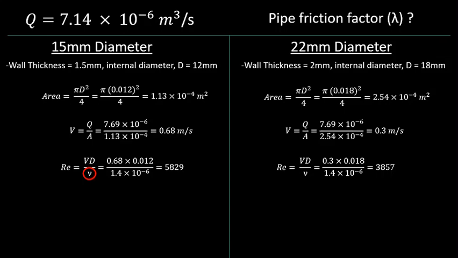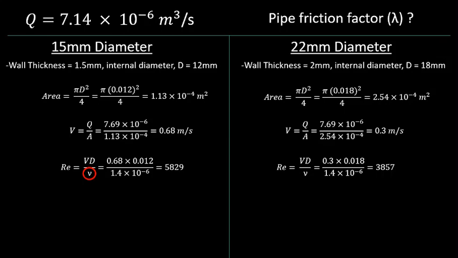In this case, we're working with cold tap water. Therefore, 1.4 times 10 to the minus 6 is used. There are many reference books and internet sources available with tabulated values of kinematic viscosity for most of the fluids you'll encounter at a variety of temperatures.